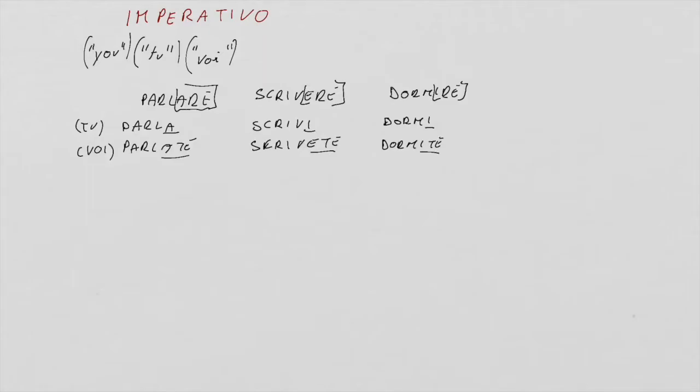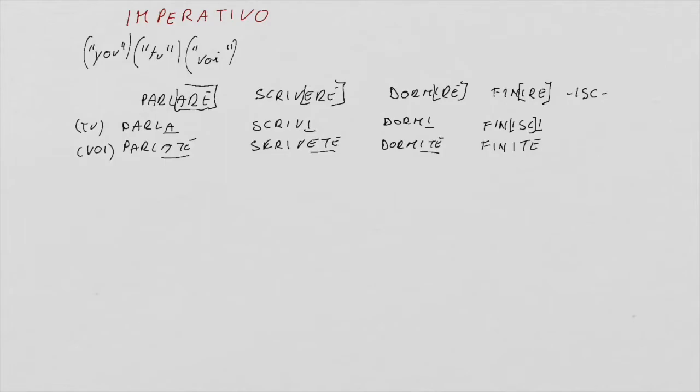voi form, so dormite. Remember that verbs like finire require the group of letters I, S, C, between the root of the verb and the ending i of the tu form. So you drop ire and you add in between the root and the ending ISC. The result is finisci, and you don't have to add the group of letters ISC for the other form. So the other form is regular, is finite.